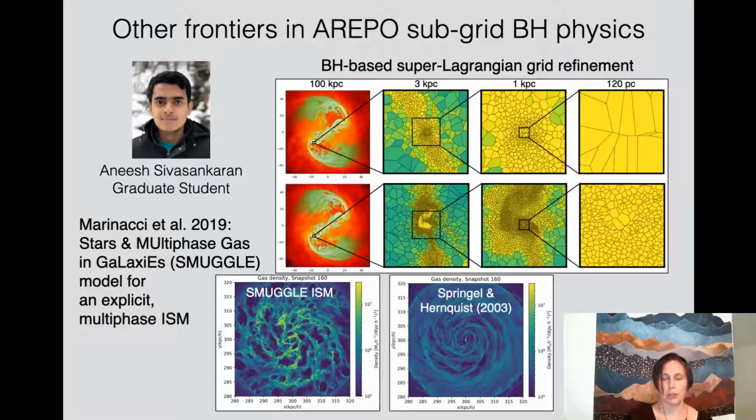And then we're also using the SMUGGLE ISM model for an explicit multi-phase ISM, which was recently implemented in AREPO by Marinacci et al. And so you can see the rich structure and higher gas densities that are achieved here versus the traditional Springel-Hernquist effective equation of state model, which is commonly used in these simulations, including IllustrisTNG. So again, that's early stage work in progress, and that's being led by my student Aneesh Sivasankaran. So stay tuned for further updates about that as well.